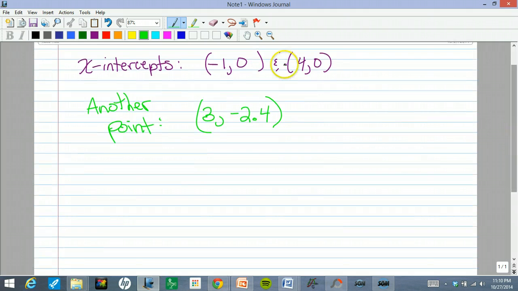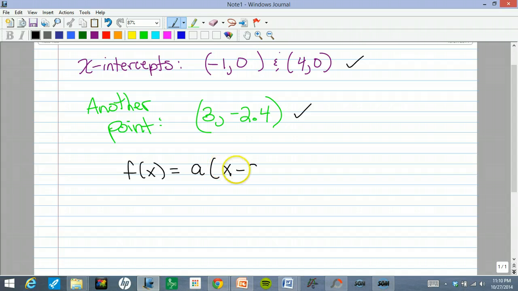So here we go. That's all the information we really need from the graph. We know that it has to be quadratic because it says so. And here's our information. We have the x-intercepts, which are the real zeros, and another point. So what form should we use? Well, obviously we want to use the form of a quadratic function that gives us the zeros. A times x minus z1 times x minus z2. And what are our zeros? Negative 1 and 4. So we just substitute those into the function f of x.